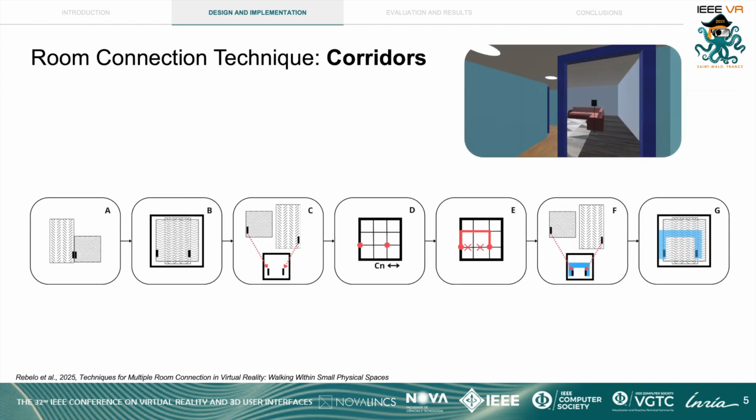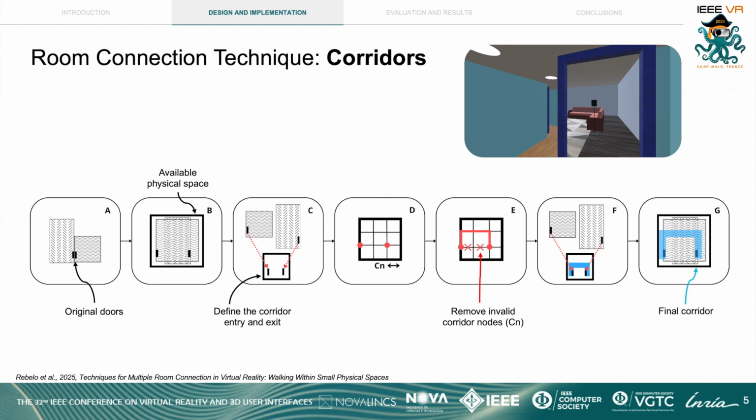For corridors, the system first identifies the rooms and their door positions. Then, it aligns the rooms in a way that optimizes the available physical space. A corridor path is generated between the two rooms, ensuring smooth entry and exit. To maintain a seamless experience, the system dynamically adjusts the user's stride within the corridor, allowing for a natural transition between spaces.